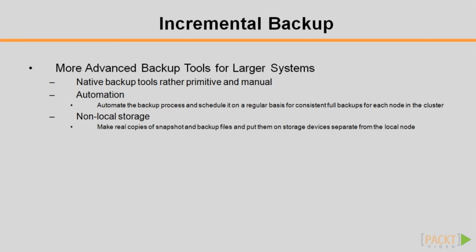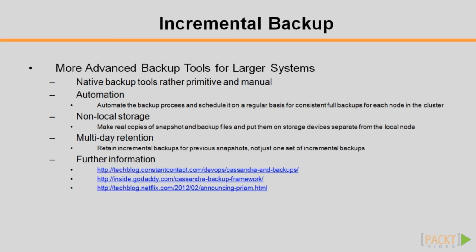The hard links are created locally, which doesn't account for any potential problems with the local disk. We may need to make real copies of snapshot and backup files and put them on off-site storage. In addition, Cassandra only retains one set of incremental backup, which limits the flexibility of retaining incremental backups for previous snapshots. Some Cassandra users have made solutions to tackle these problems. You may visit the provided URLs for further references.